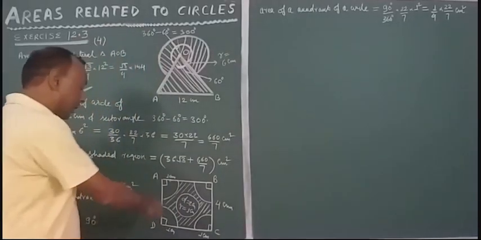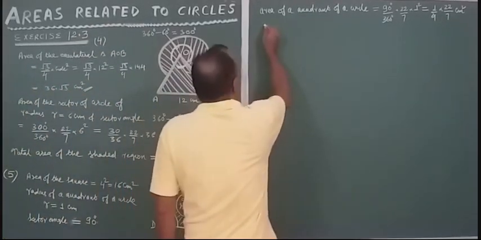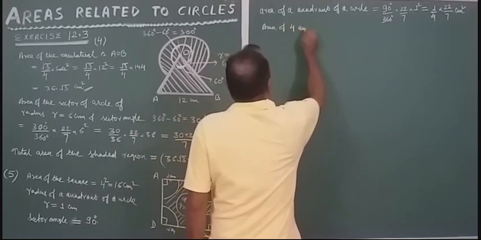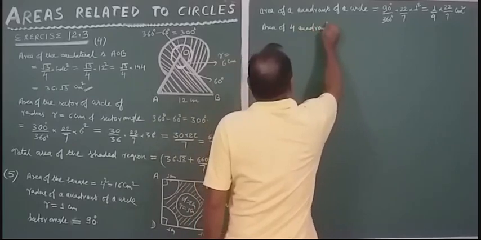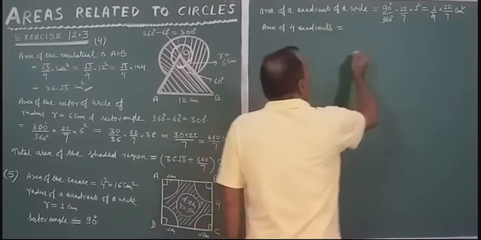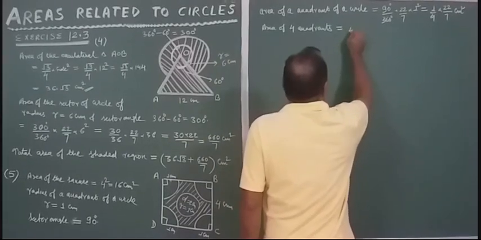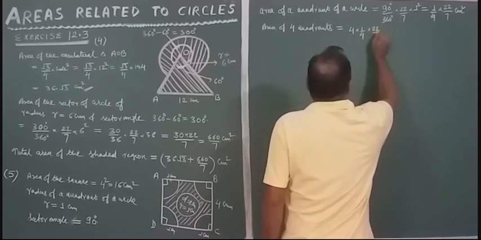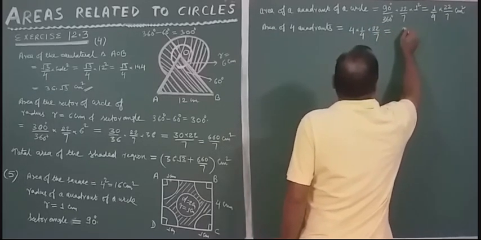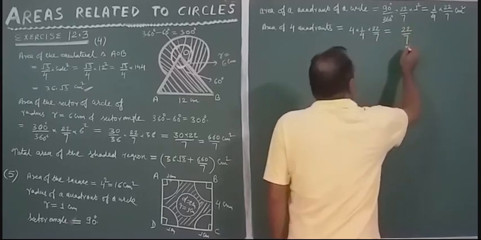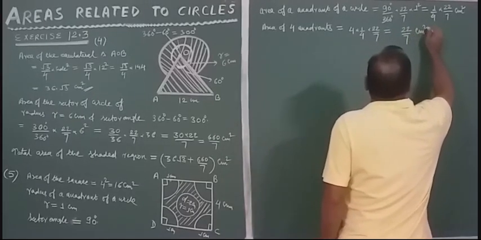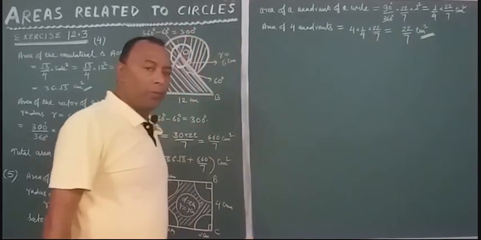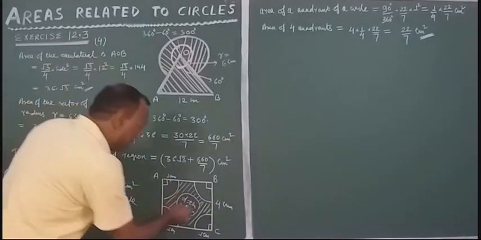How many quadrants are there? 4. Therefore, area of 4 quadrants, that will be, area of one is 1/4, so how much will 4 be? 4 into 1/4 into 22/7. This 4 and 1/4 will be cancelled out. We will get 22/7 centimeter square. This is the area of 4 quadrants. Now area of this circle.